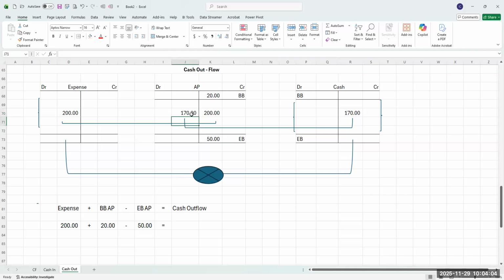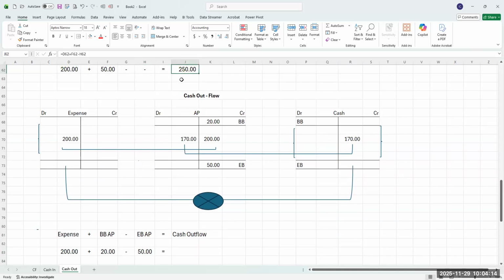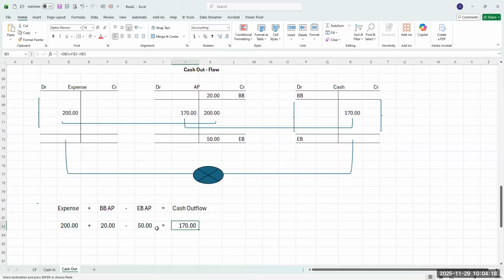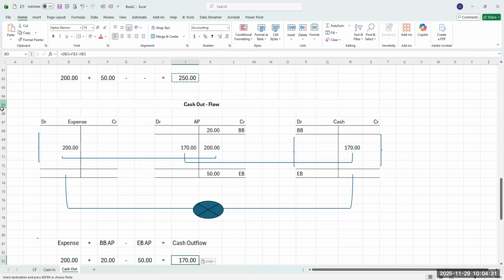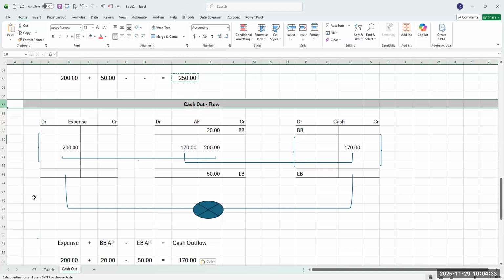Make sense? Yes, Prof. So one way is to get the expense plus the beginning balance minus the ending balance. It's going to give you the final result. The other way is 20 minus 50 is minus 30, minus 200, 170. That's another way to look at it. And let's see the last scenario, the last possible scenario here.